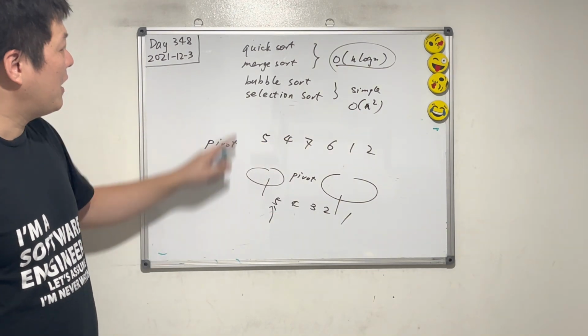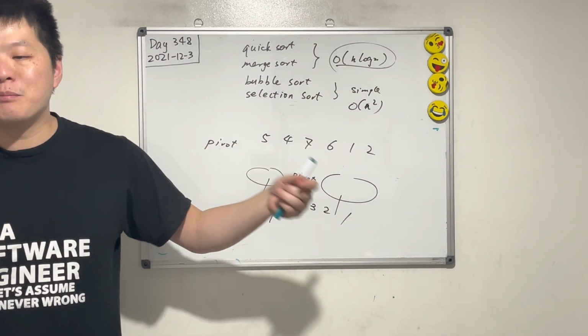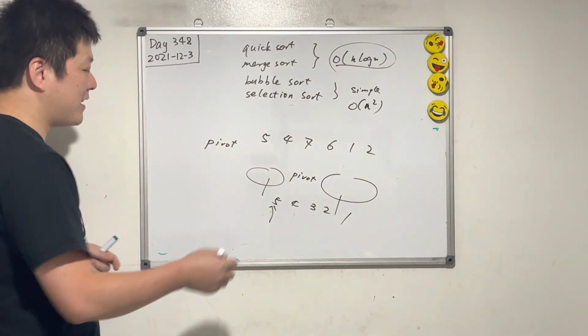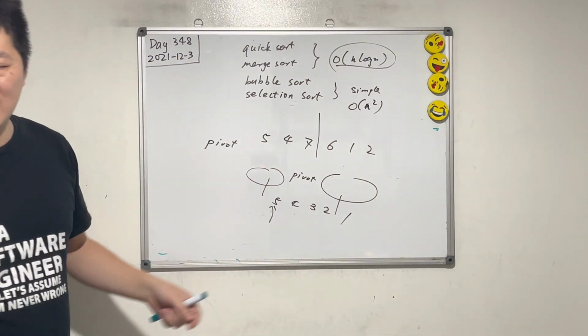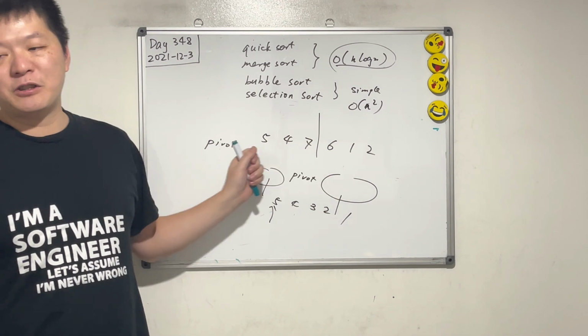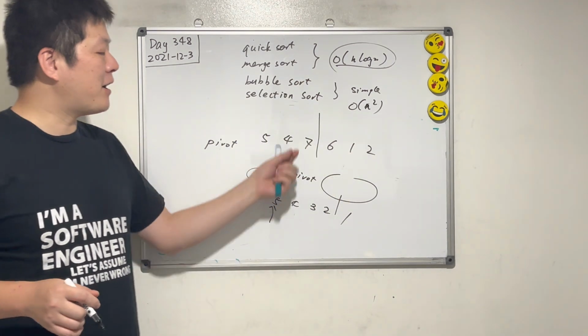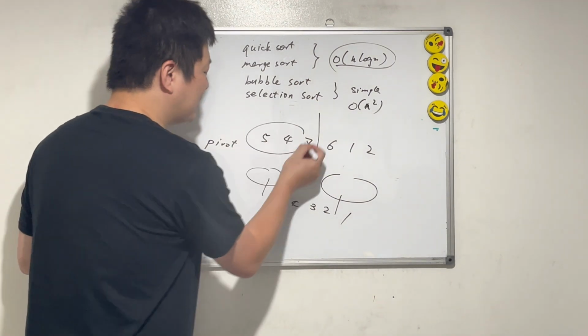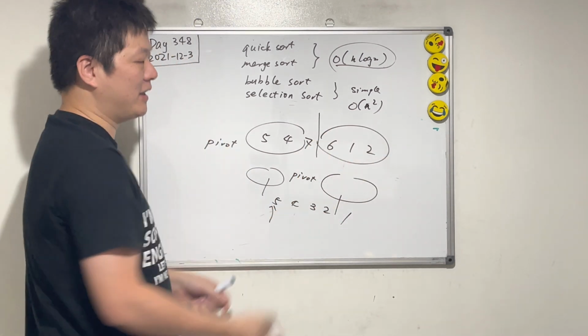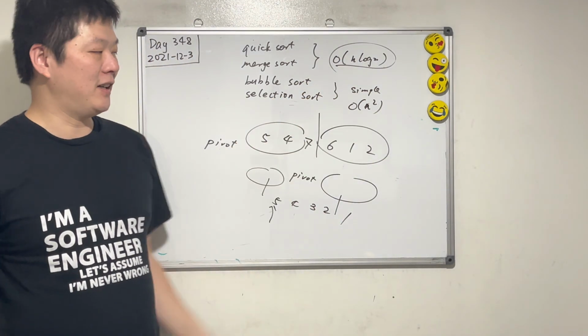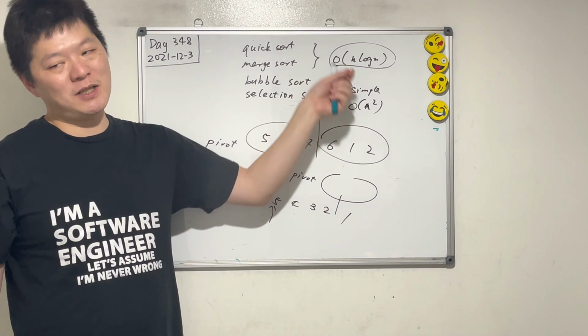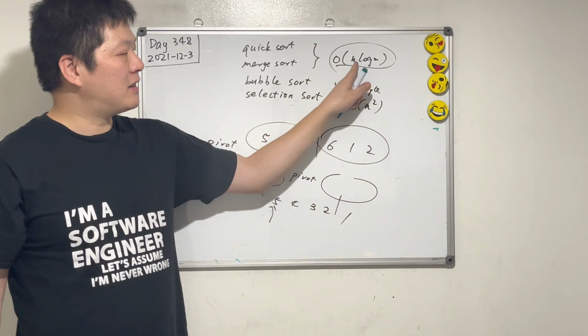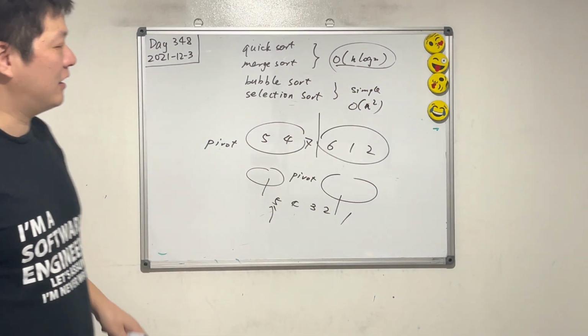Okay, pivot. Merge sort. Yeah, we know how to merge two sorted lists. So the idea is to divide the array into two equal halves, and then we recursively sort the left part and sort the right part, and then we merge it. The time complexity on average is O(n log n). And best case, worst case, average case are all O(n log n).